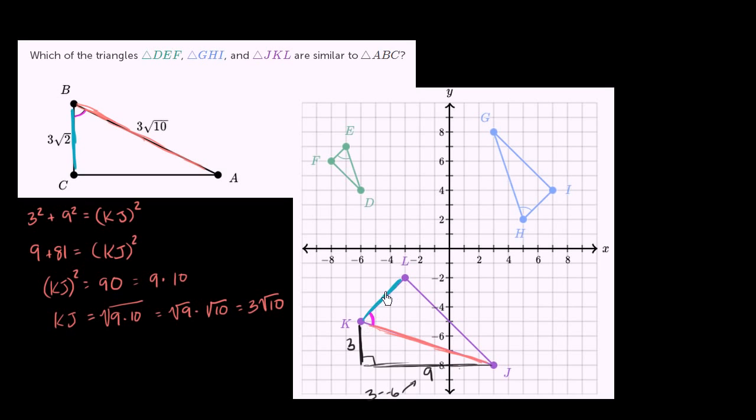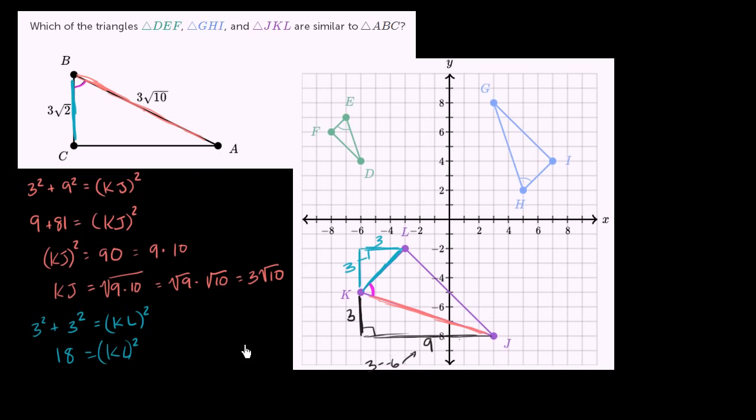Now let's do the same thing for KL. For KL, we could set up another right triangle right over here. So its height is 3, and its width is 3. So we could write 3 squared plus 3 squared is equal to the length of KL squared. This right over here, 18, is equal to KL squared. And if you take the square root of both sides, 18 is, of course, 9 times 2.